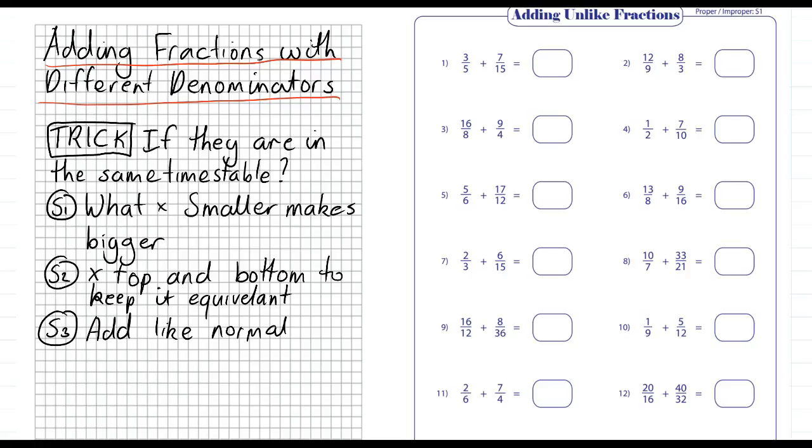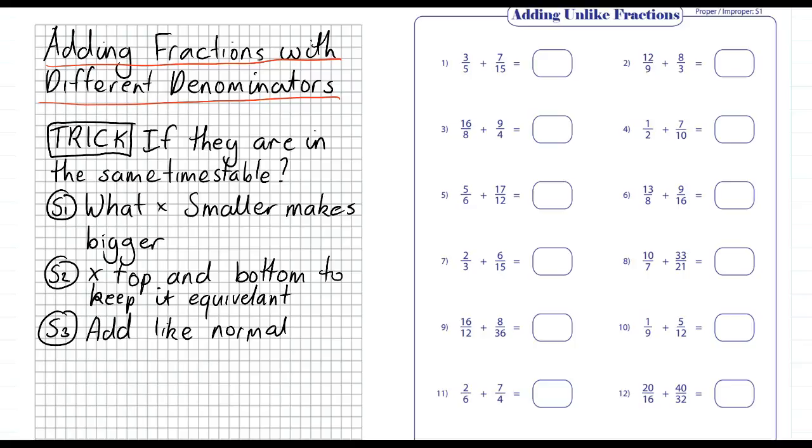okay? And the trick is that if the denominators are in the same times table, all you need to do is find what you need to times one bottom by to get the other, times them both by that, and then you've got an equivalent fraction. Okay, so to show you what I mean, let's get started.